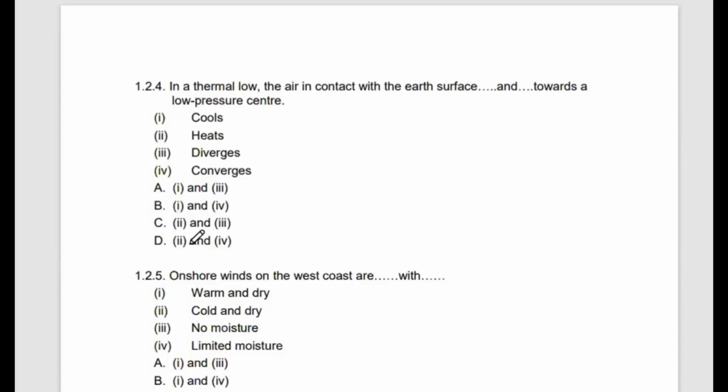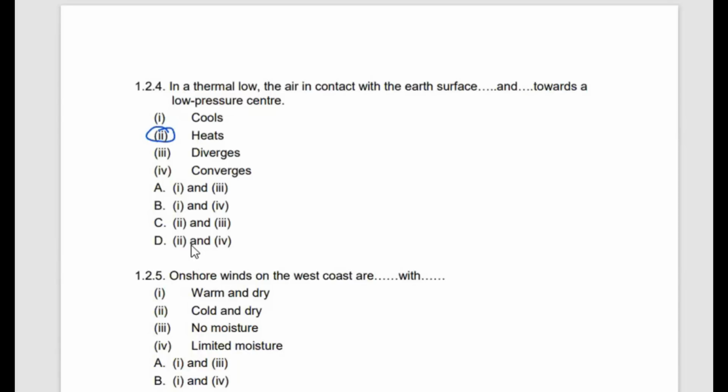So in a thermal low, the air in contact with the surface dash, the air definitely heats. The air heats, it does not cool because we have intense heating. The air which is in contact with the surface is heated by the long wave radiation coming from the surface because the surface is receiving insolation from the sun. So our first response here in relation to the air is the air heats.